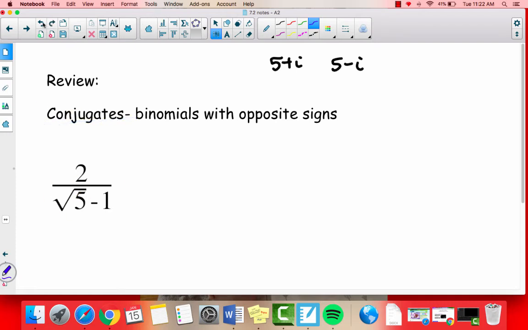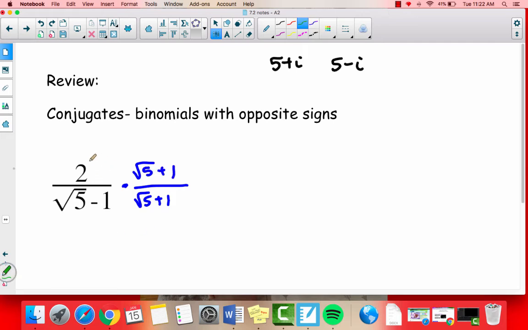And to do that, we're going to multiply the top and bottom by the conjugate of whatever the denominator is. So the conjugate of the root 5 minus 1 would be the root 5 plus 1. And you have to do that both on the top and the bottom, right? And now it's just FOIL again.